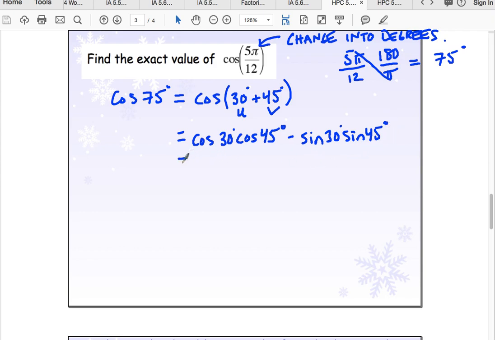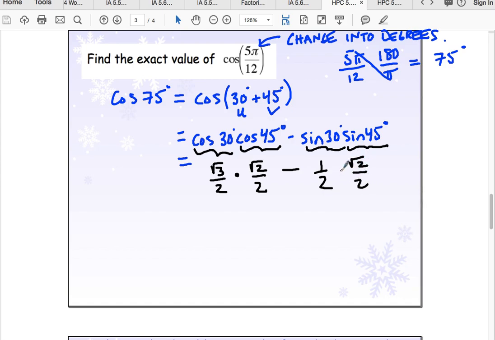Now that we've got the formula written out, we're going to actually go to our unit circle. So go to 30 degrees. The value of cosine is square root of 3 over 2. At 45 degrees, the value of cosine is square root of 2 over 2. And remember, we're multiplying. Minus sine of 30 degrees is 1/2. Sine of 45 degrees is square root of 2 over 2. And we're multiplying those. So multiply before we subtract.